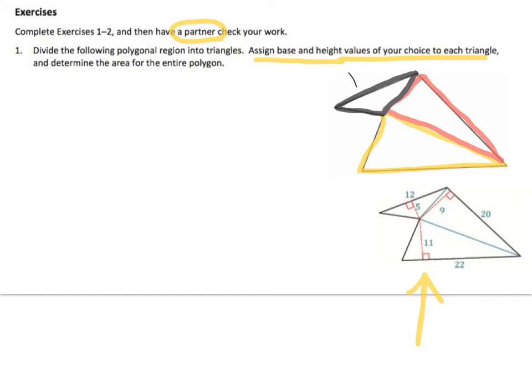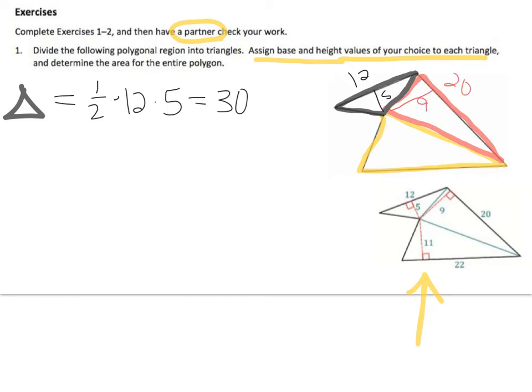So what we have here is a base of 12 and a height of 5. So let's do that. Triangle would be 1/2 base times height. 6 times 5 is 30. And then we'll do the red triangle. Here I've got a base of 20 and a height of 9. So for this triangle, the area is 1/2 base times height. 10 times 9 is 90.